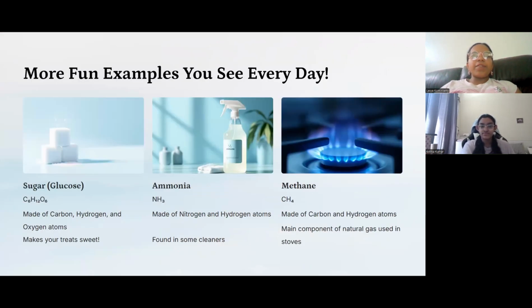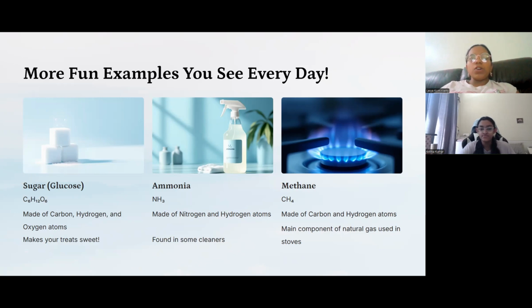Let's look at some fun examples you can see every day. So we have sugar, which is also known as glucose, and its chemical formula is C6H12O6. It's made up of carbon, hydrogen, and oxygen atoms, and it makes your treats sweet. It's actually present in plants. Whenever they make their own food, they make glucose to give them energy. And we have ammonia, which is NH3. It's made up of nitrogen and hydrogen atoms.